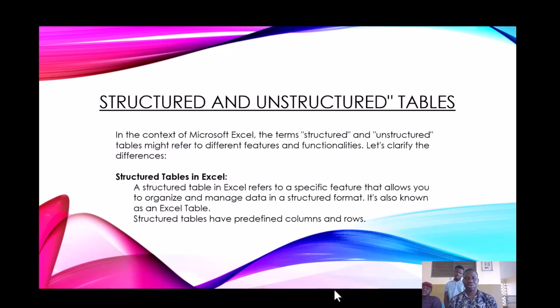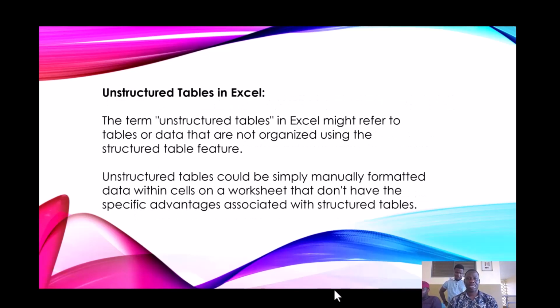So in the context of Microsoft Excel, when we say structured data or structured table, it simply refers to a specific feature of MS Excel in which the data is properly arranged and in a proper format in the Excel table. And so the structured table has predefined columns which are well labeled with headings, and then the rows for purposes of computation. Now, the unstructured data is the direct opposite of the structured data.